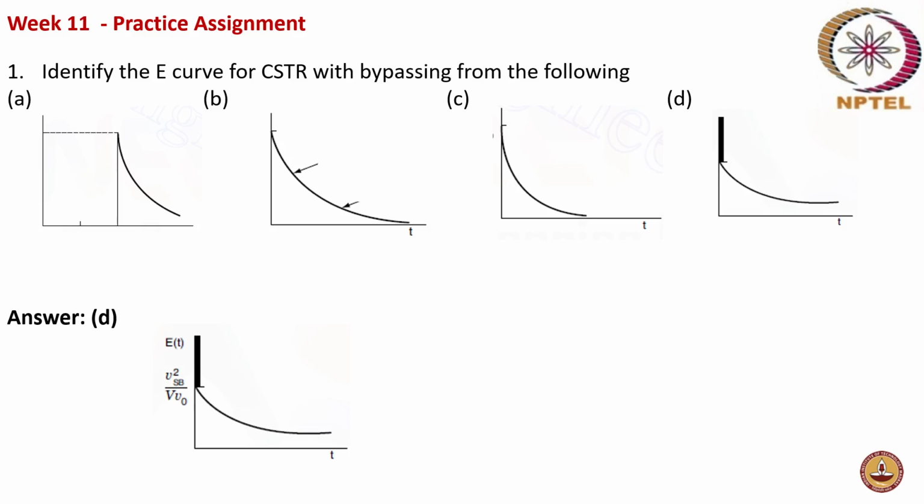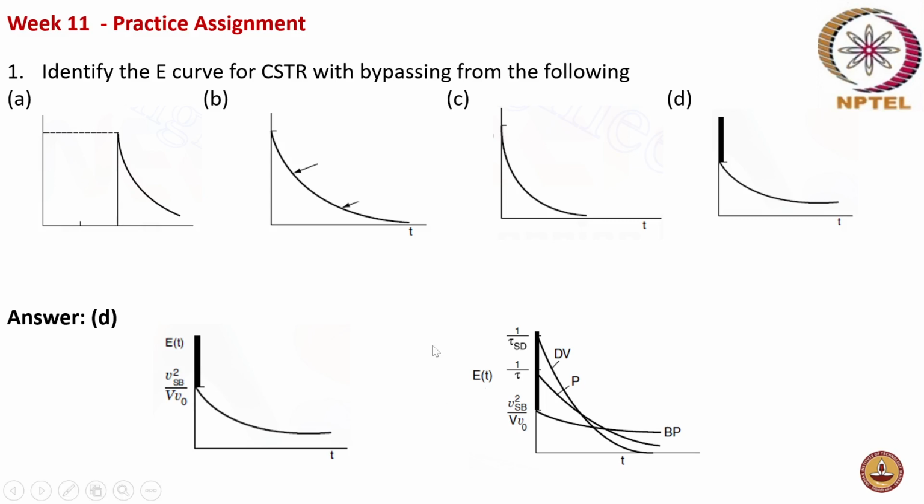So for a CSTR, the E curve or the RTD curve is an exponential decay curve. However, when there is bypassing, there will be a rapid fall initially, very close to time t equal to 0, and then there will be an exponential decay. So let's look into the comparative curves of an ideal CSTR, a CSTR with bypassing and a CSTR with dead volume.